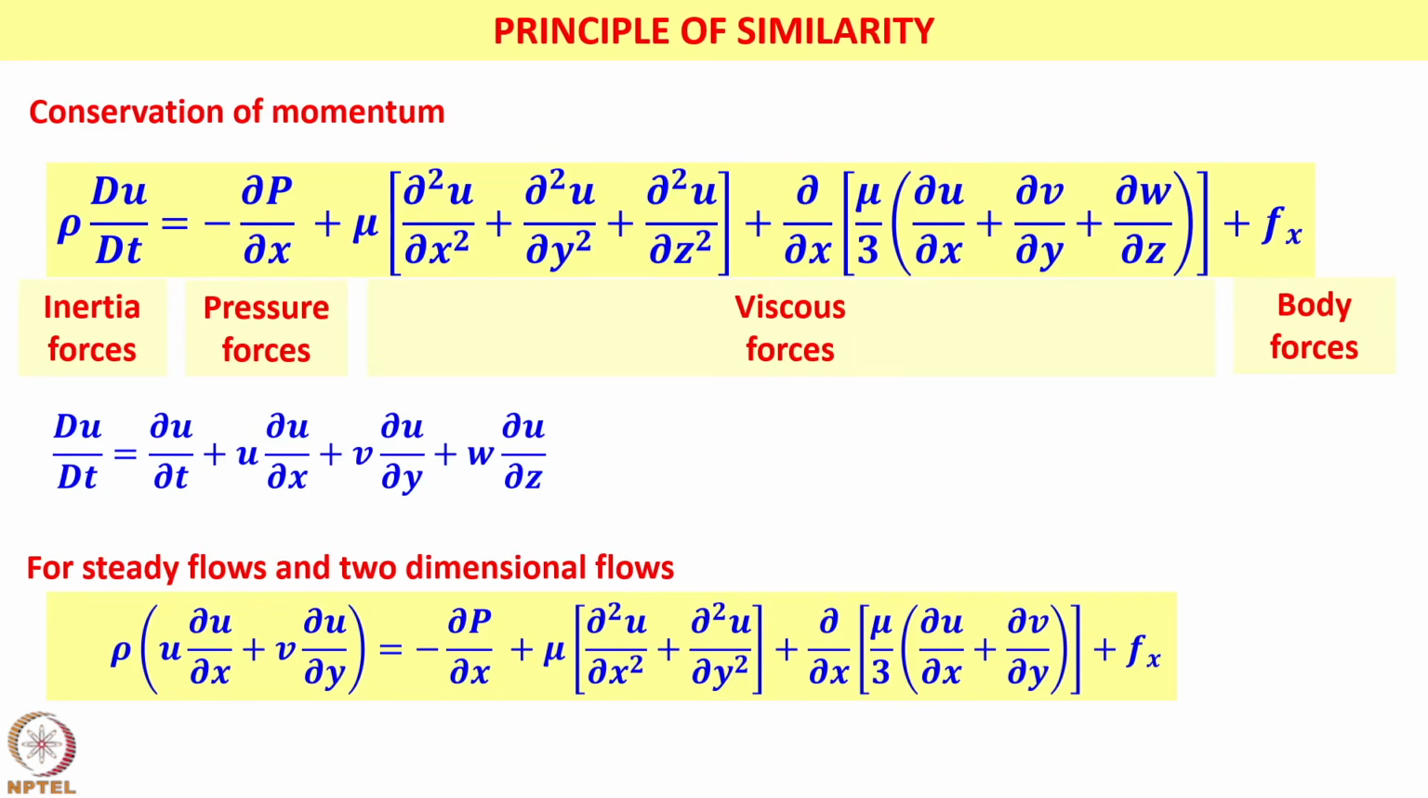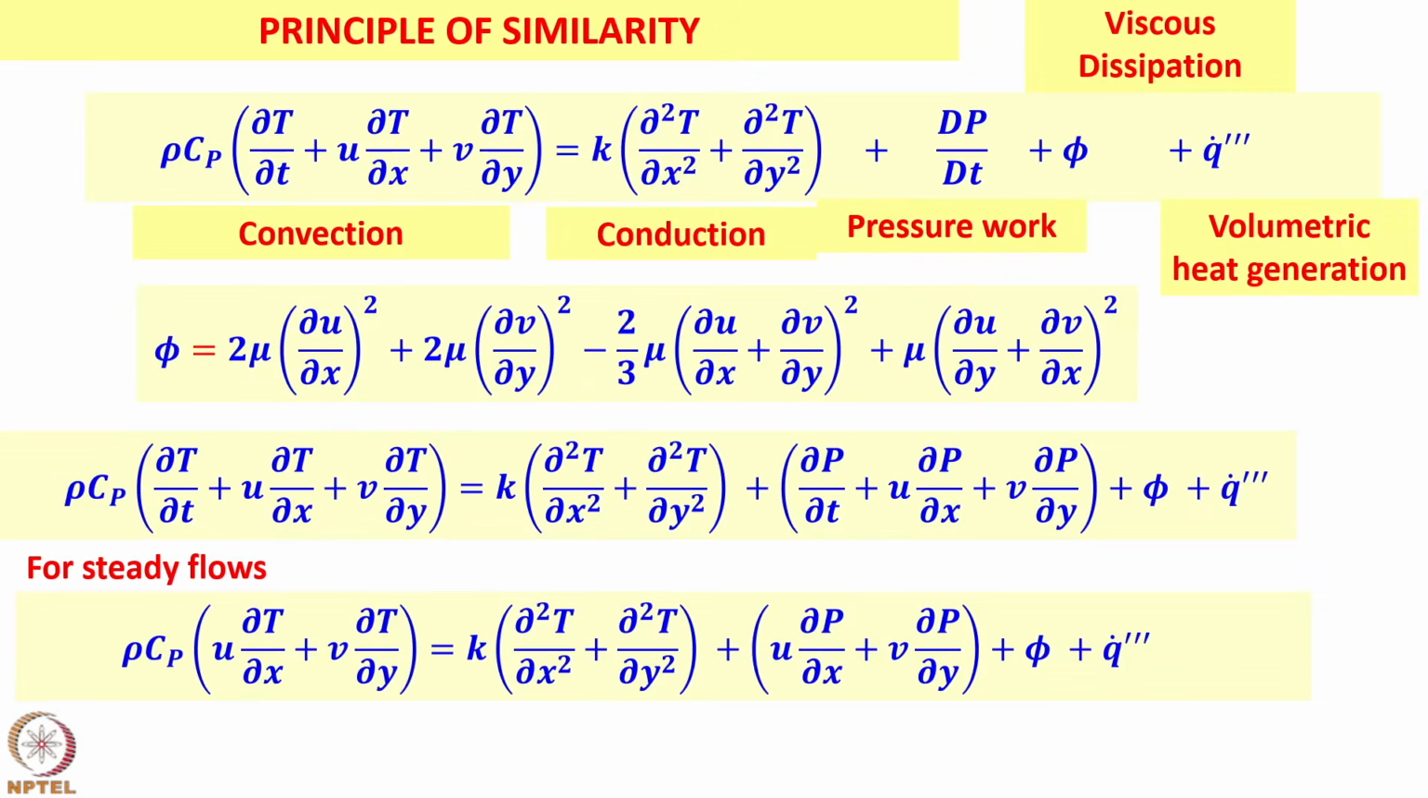So if you go to the energy equation, this is my energy equation. My energy equation consists of temperature. It is rho Cp dou T by dou t, this is the convection term, this is the conduction term, this is the pressure work, this is the viscous dissipation, this is the volumetric heat generation.